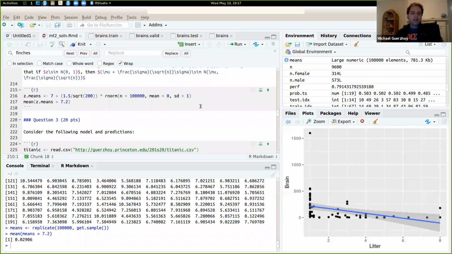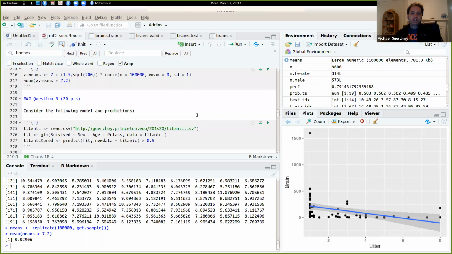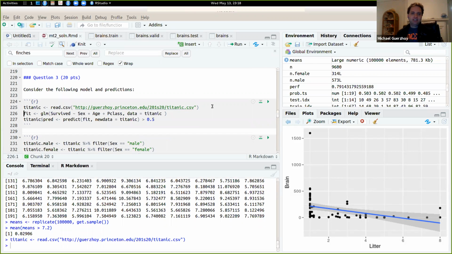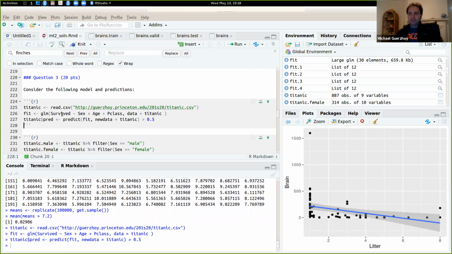Okay, so in this video, I'm going to be working on question 3 from the second test from spring 2020. So here we're reading in the Titanic dataset. Here you'll note that I forgot to say family equals binomial, which means that this is not quite logistic regression. I chose not to fix it because those are still predictions, so I can still use them for the purposes of the question, no problem.